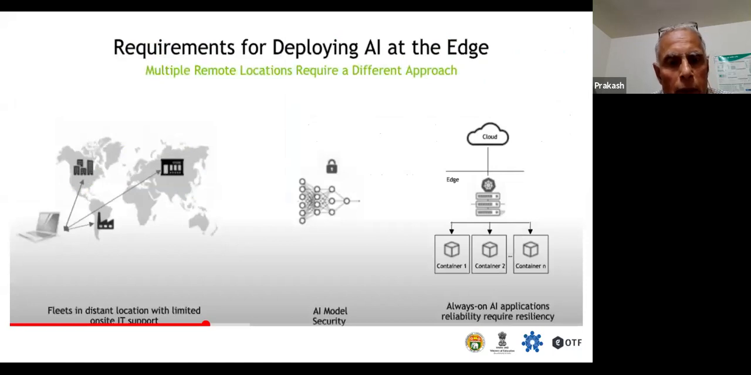And this is the requirement, very similar to it these days. Everybody wants AI. So if you have a factory and it is distributed all over the place, how do you do distance location, the fleets, and how do you do the security? The fleets of servers all over the globe for a multinational, how do they do the security, and how do they use containers at the edge to do always-on AI applications with reliability and resiliency? That is what this shows, the multiple remote locations.